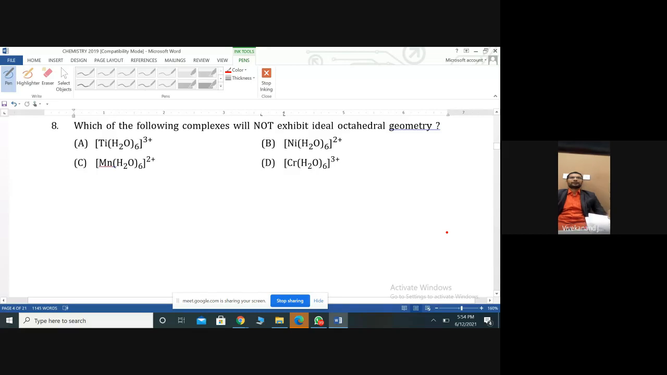Which of the following complexes will not exhibit ideal octahedral geometry? Now, how can you explain this? Any idea? Payal, Shivangi, Pooja, are you there? Any idea how to solve this question?